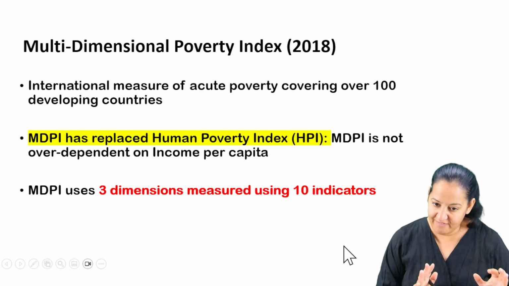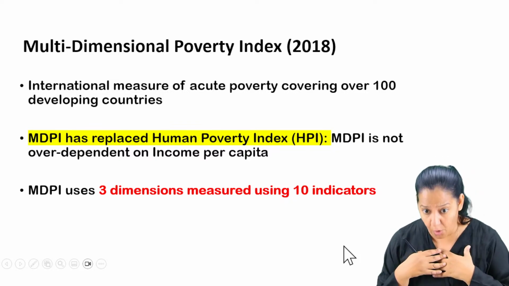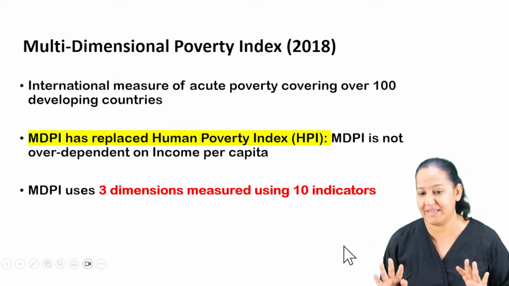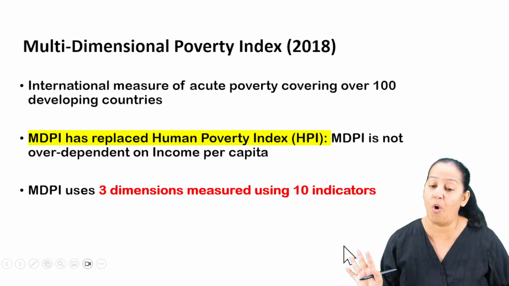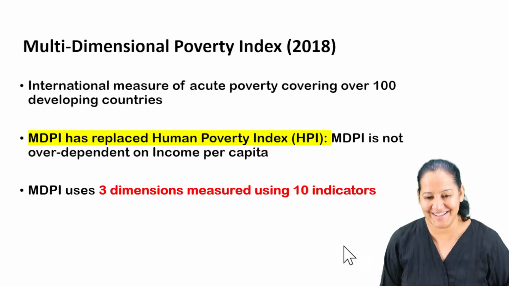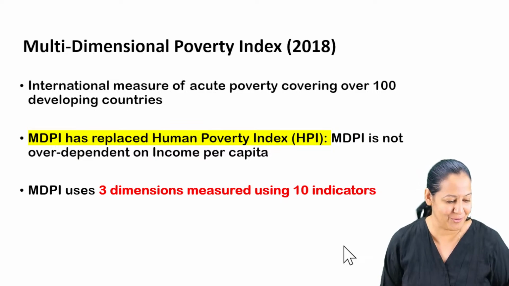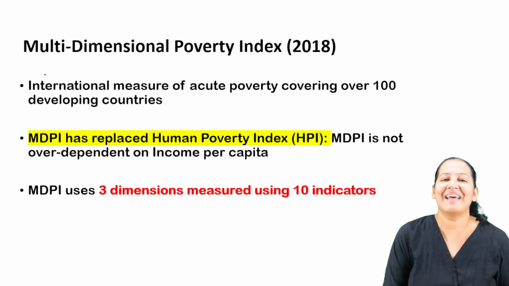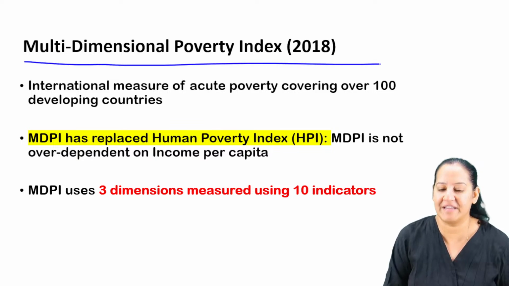So we have seen HPI 1, we have seen HPI 2. I will revise all together, don't worry. The last one, look at MDPI, then we will revise all 5 together. This one is last. It's a rapid revision, that's why the speed is a little bit more. So the MDPI, multi-dimensional poverty index.